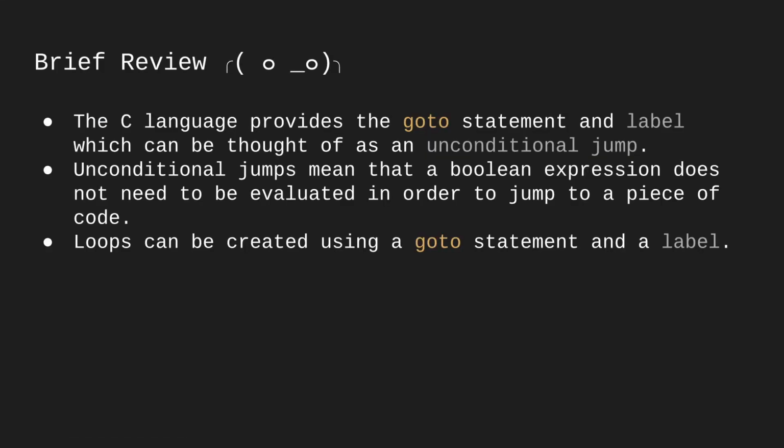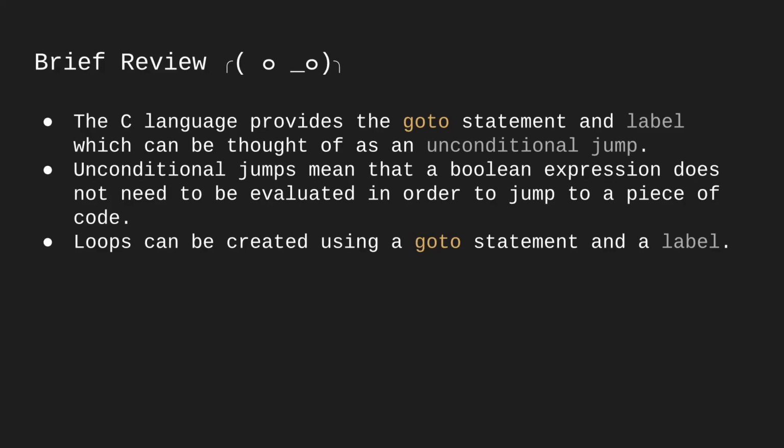So, brief review: the C language provides the Goto statement and a label, which can be thought of as an unconditional jump. Unconditional jump means that a Boolean expression doesn't need to be evaluated in order to jump to a piece of code. So unlike a switch statement or a loop or something along those lines, it can just jump around to specific pieces of code.